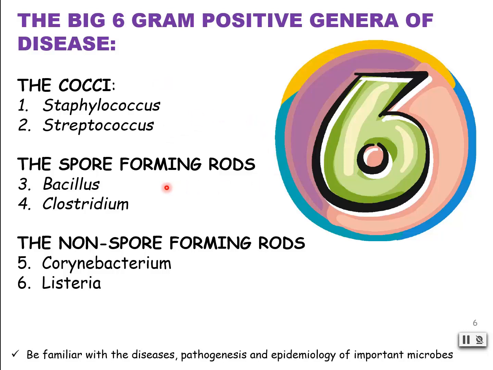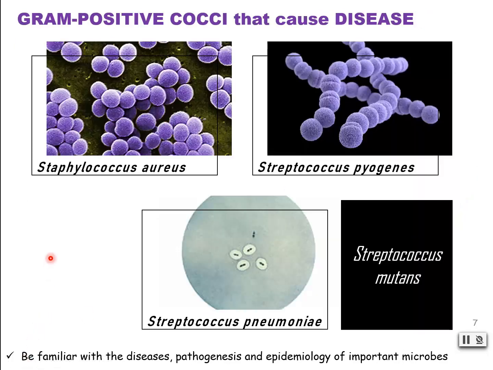Then we'll talk about the spore-forming rods, so those two genera, Bacillus and Clostridium. Then we'll add the non-spore-forming rods, Corynebacterium and Listeria. The big six: Staphylococcus aureus, Streptococcus pyogenes, Streptococcus pneumoniae. We've talked about Streptococcus mutans and their ability to form a biofilm and plaque on our teeth, so I'll just add a little bit more information on Streptococcus mutans.